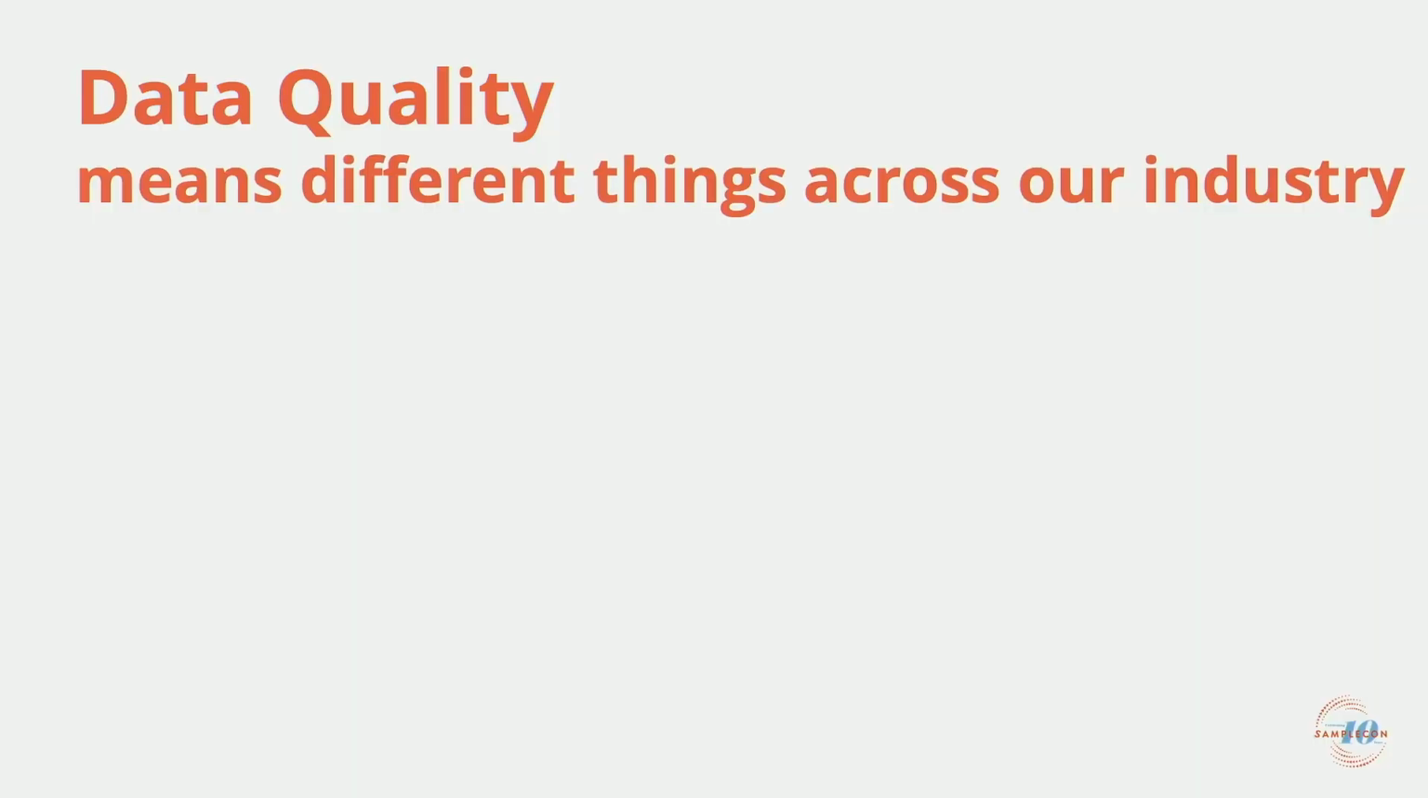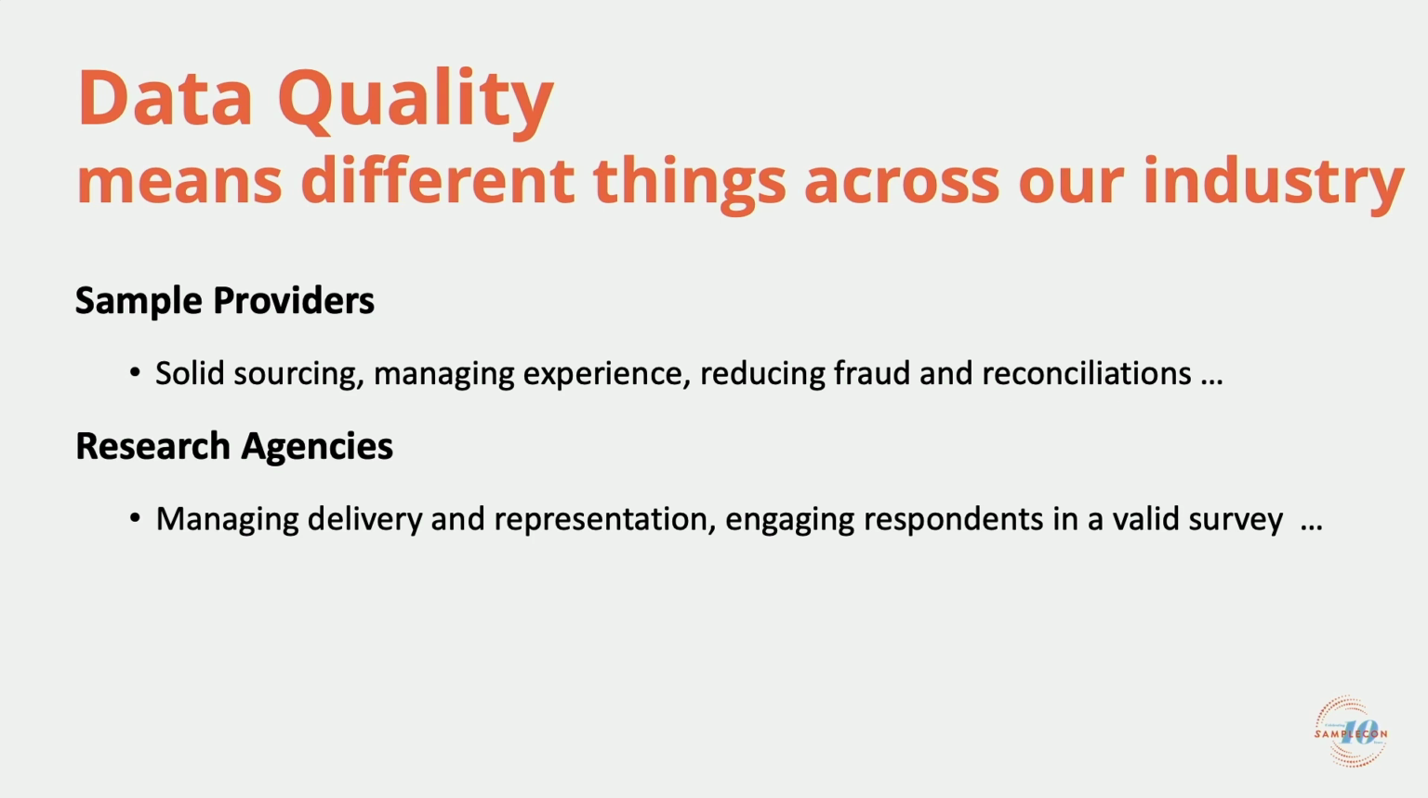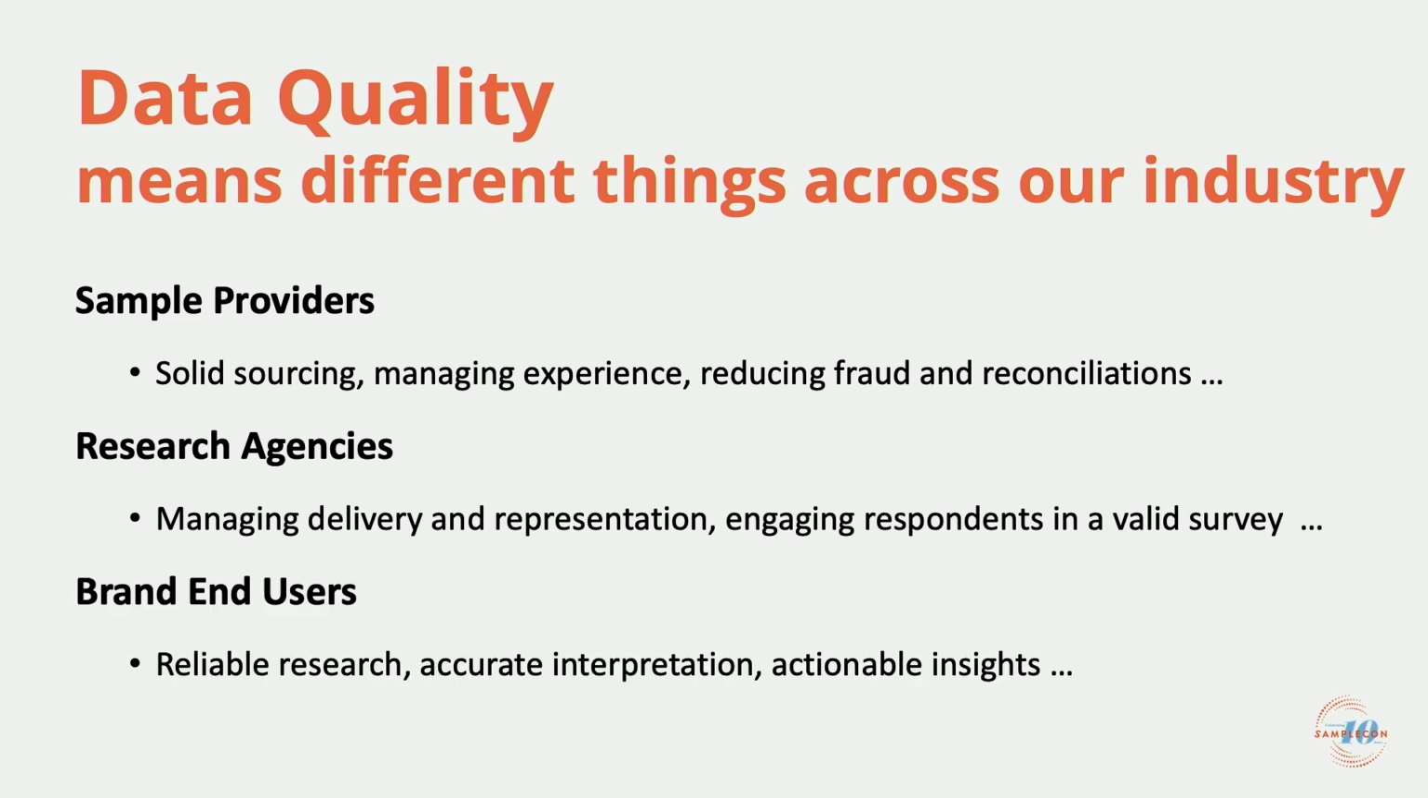Also, it means different things to different people, right? To sample providers, we've got solid sourcing and managing the experience, reducing fraud, reducing reconciliations. As you get to the agencies, they're really worried about delivery and sample representation, engaging people with solid survey instruments. And then on the end user side, all of these things come into play, and they're worried about what they've just executed or received being reliable. Then they've got to accurately interpret it and have actionable results. So it's everything from the first sourcing of a respondent all the way to the delivery of an insight that can be impacted. Part of what we're going to do today is look at this in its component parts and see what we can do.